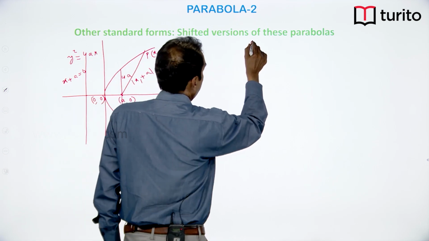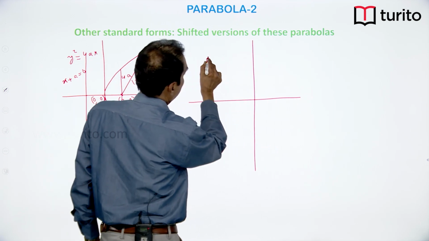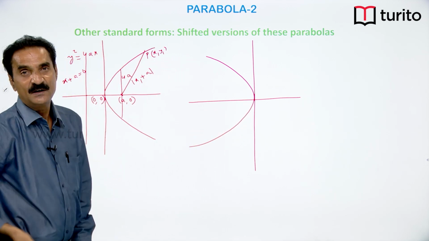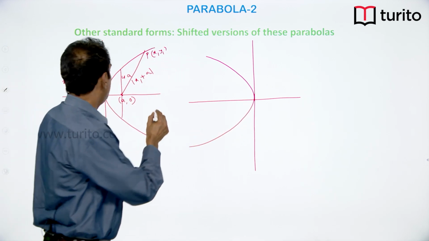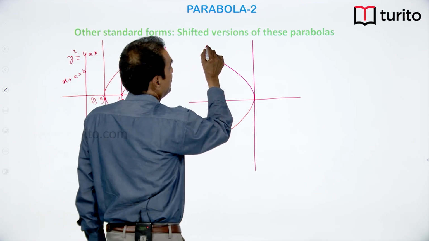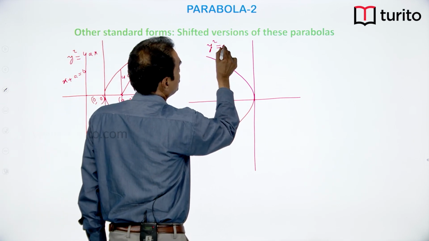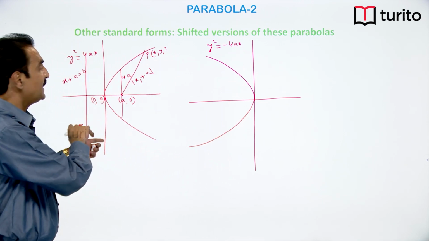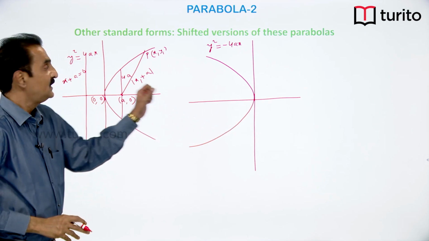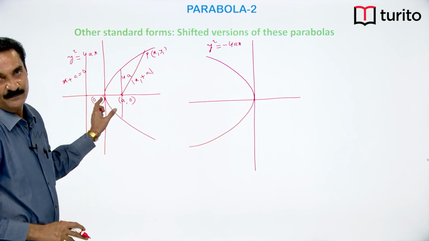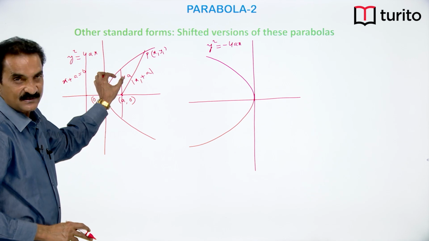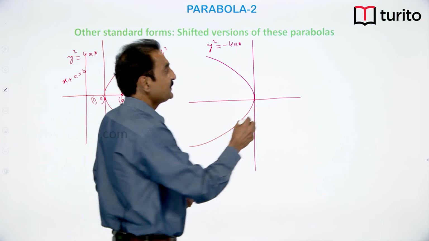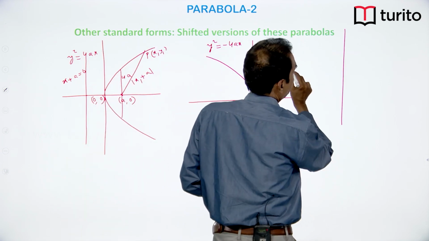Similarly, if the parabola is like this, with concavity towards left, then the equation of the parabola will be y square is equal to minus 4ax, and you will get all the formulae corresponding to this parabola replacing a by minus a, except the latus rectum, because the latus rectum is a length, its length is 4a. And similarly, we have discussed 2 more forms.